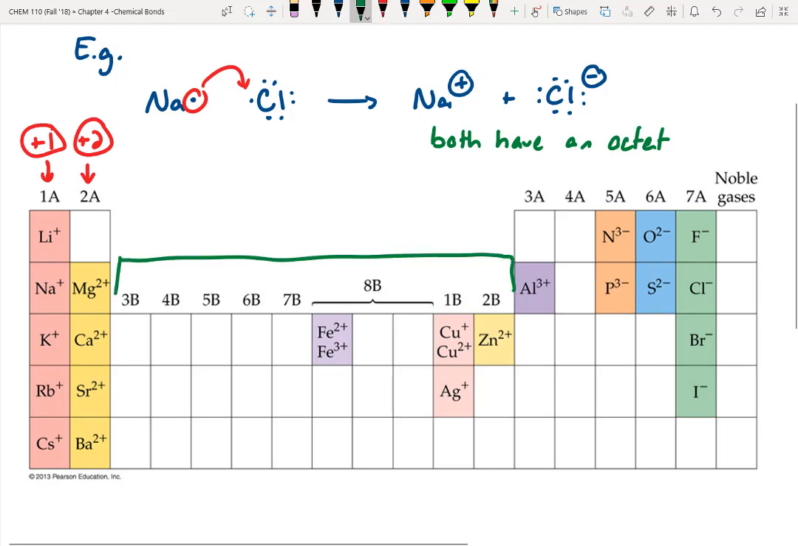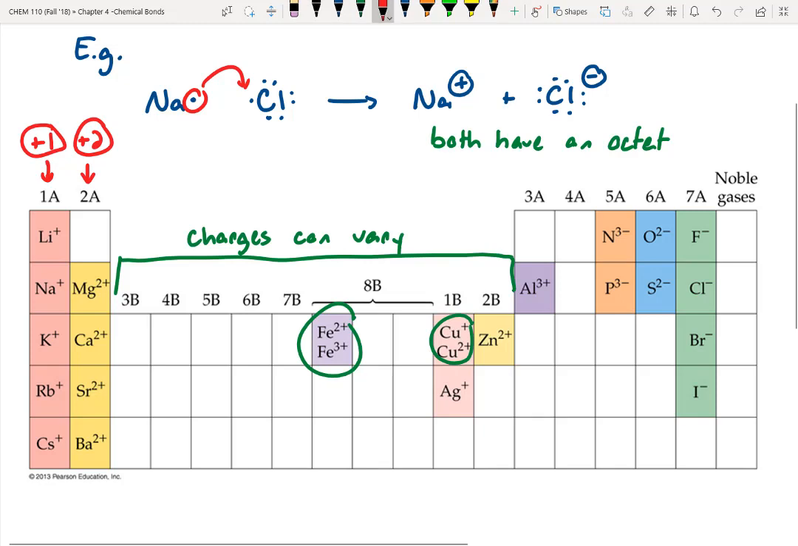This whole section, the charges can vary, so we're just going to skip that. These are the transition metals. You see down here how iron can be either 2+ or 3+. Copper can either be 1+ or 2+. It's really hard to predict the charge of a transition metal.